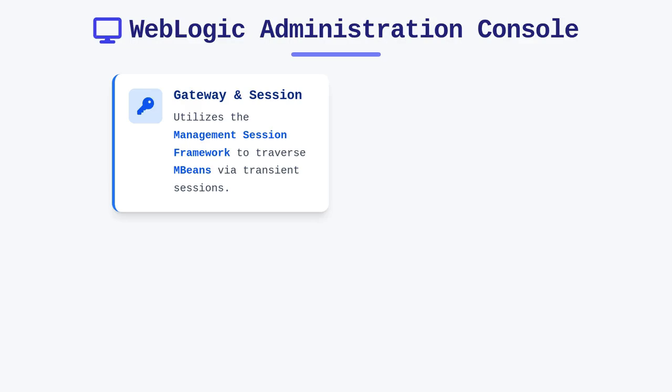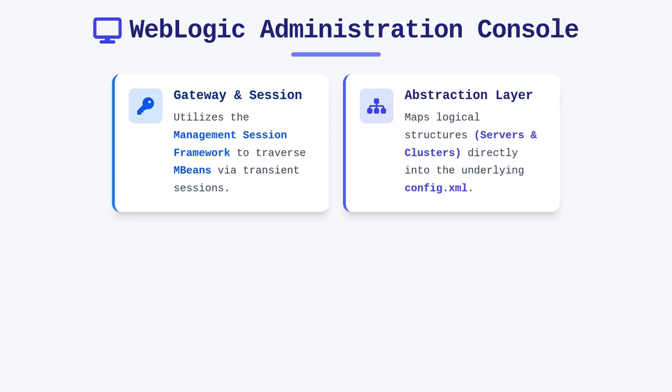The WebLogic Administration Console serves as the primary gateway for most operators and is built directly on top of the management session framework. When you log in, you are essentially establishing a transient management session that allows you to traverse the managed beans, or MBeans, that reside within the administration server. The console provides a structured hierarchy that reflects the logical composition of your domain, including servers, clusters, and deployed applications. It is important to realize that the console is an abstraction layer, meaning every action performed through the web browser ultimately results in a modification to the underlying configuration files, such as config.xml.